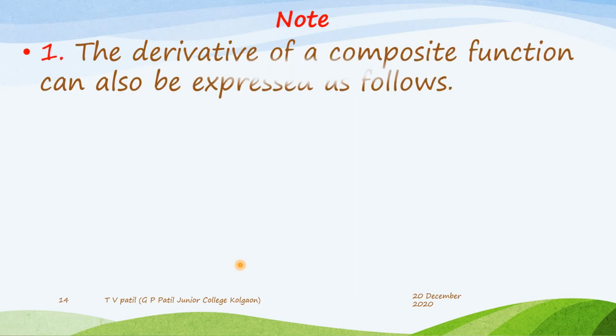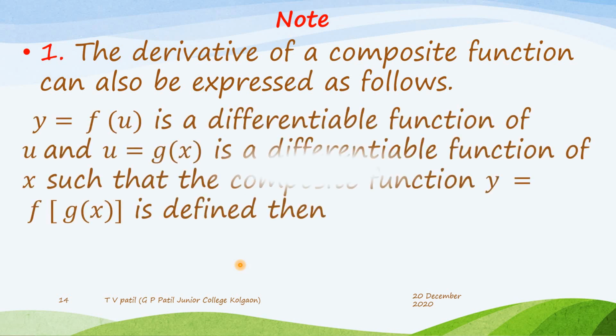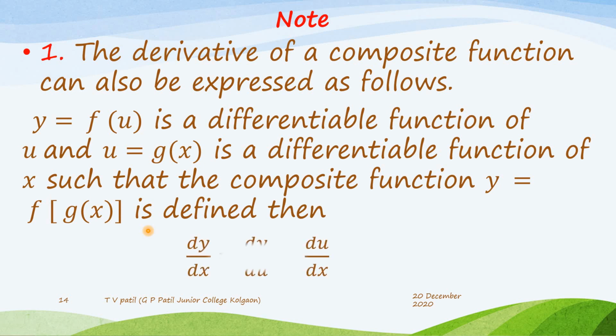function. And again, याच रूलला आपण चेन रूल सुद्धा म्हणतो. Note here, the derivative of composite function can also be expressed as: if y is a differentiable function of u and u is a differentiable function of x, such that y is equal to f of g of x is defined, then y is a function of u, म्हणजेच काय, y with respect to u डेरिव्हेटिव्ह काय, f dash of u, u म्हणजेच काय तुमचा g of x, f dash of g of x, and u in terms of g of x काय, g dash of x. F dash of g of x into g dash of x.